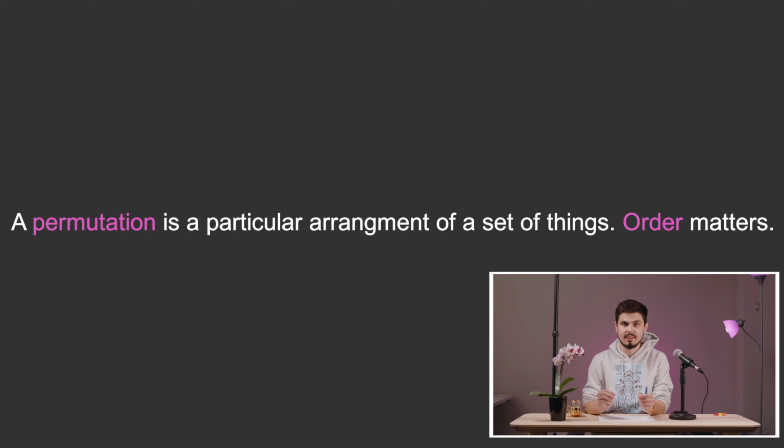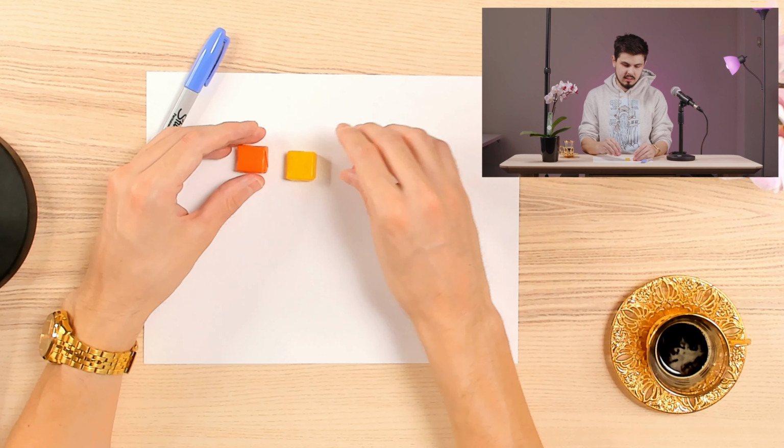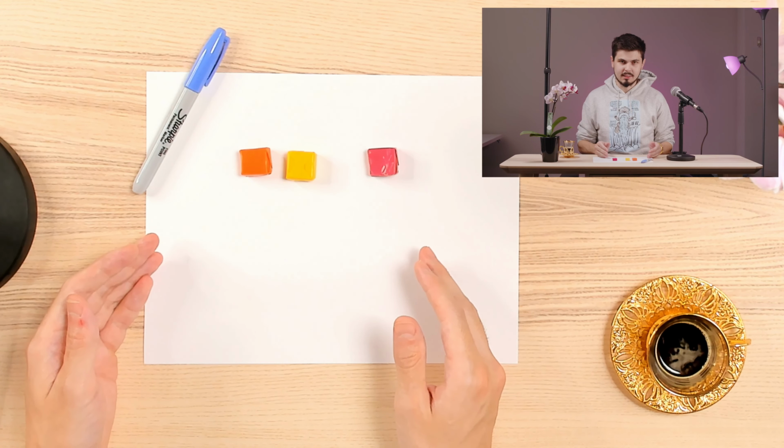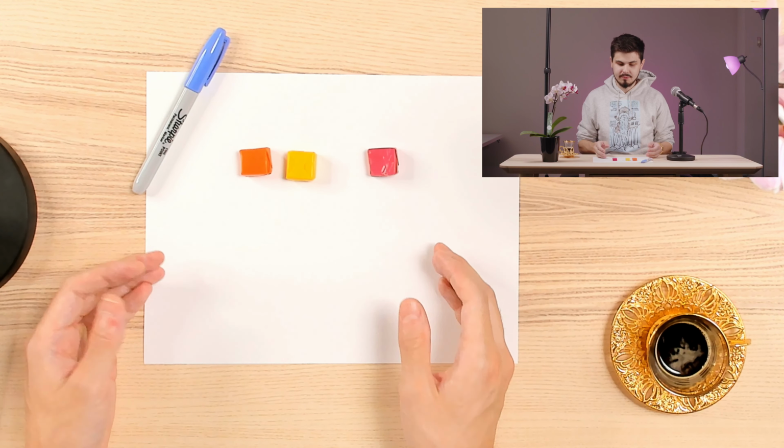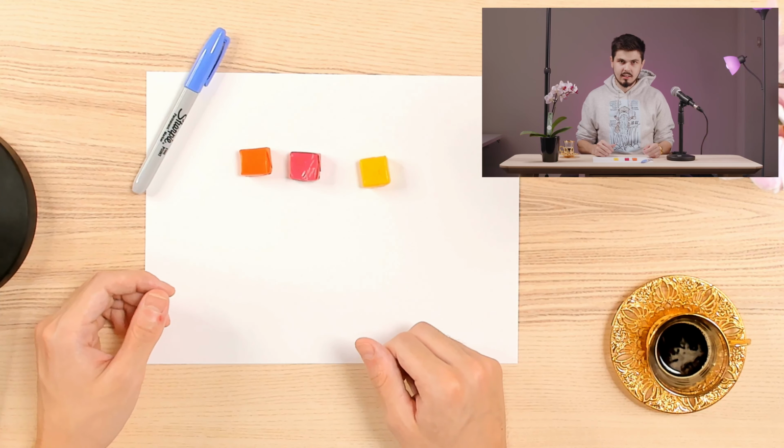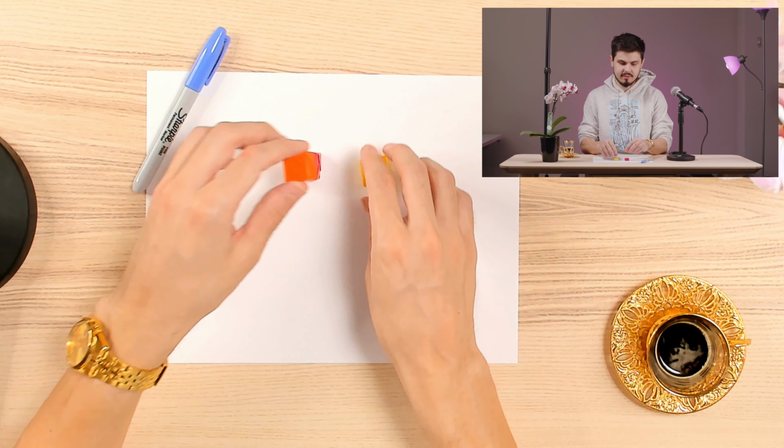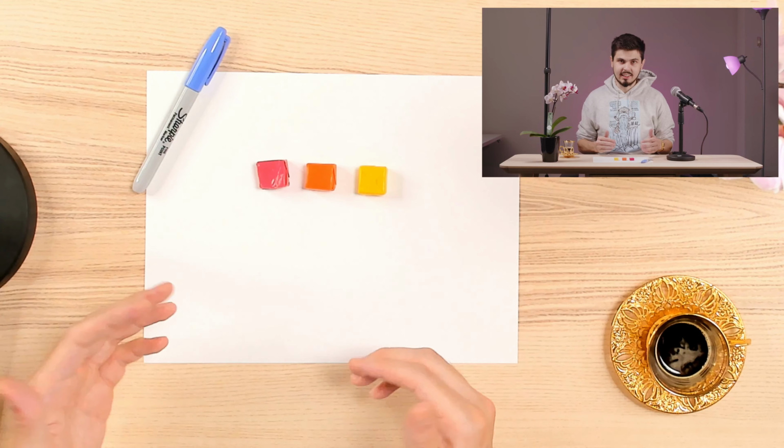Order matters here. In an earlier video, we went over how many ways we can arrange 3 candies. For 3 candies, there were 6 different arrangements or permutations. Let's show a few examples. Here's one possible arrangement or permutation. Here's another one. And finally, here's a third.